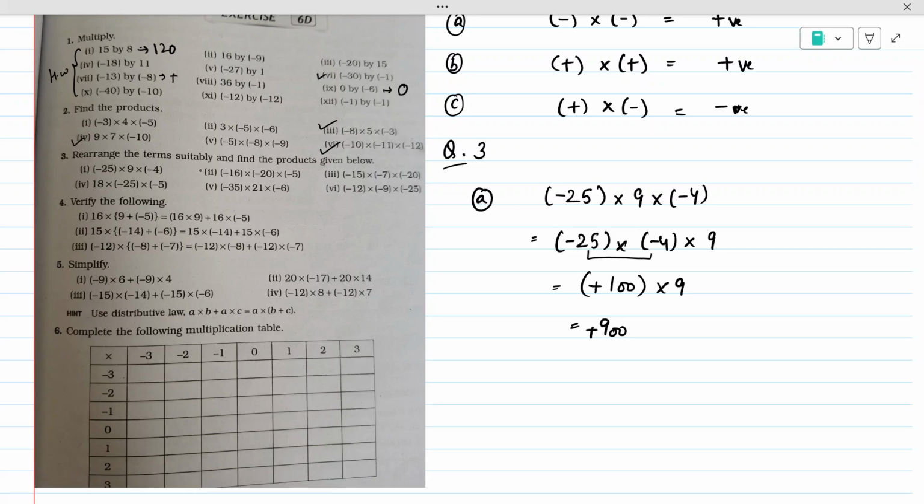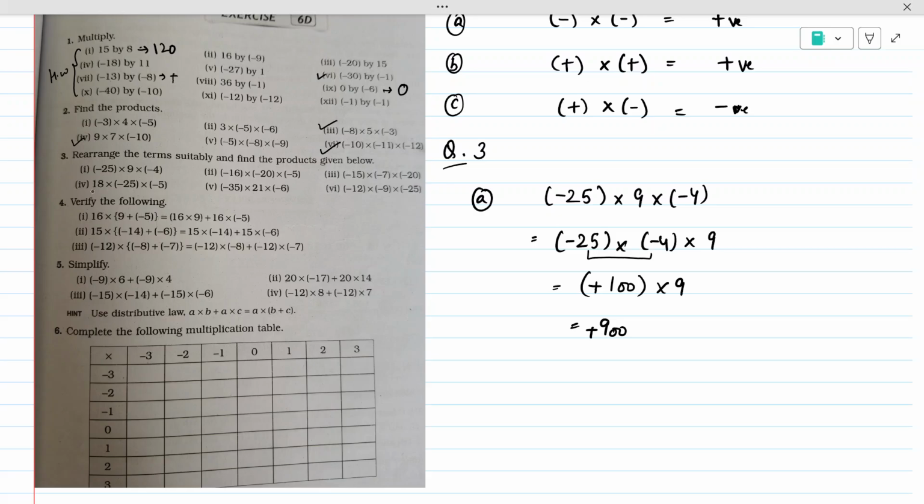Coming to question number 2 here. In question number 2, kids, we can see all the numbers are negative. So we can straight away do this. We can multiply any two numbers first to get the answer. Similar to this is question number 3. There also you can do this directly.